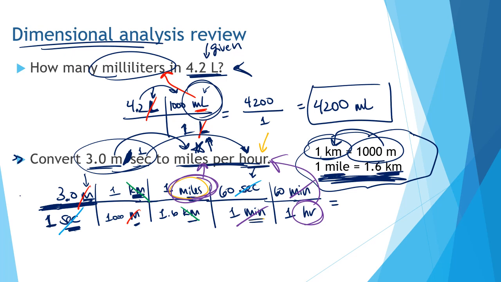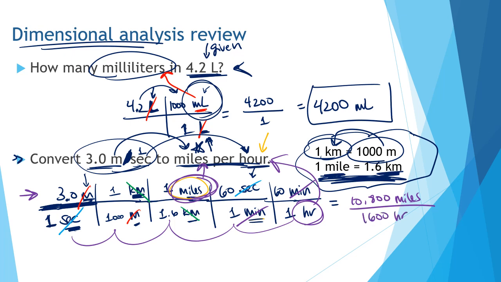We're going to multiply everything on the top. So handy dandy calculator. 3 times 1 times 1 times 60 times 60 gives us 10,800 miles. Divide by everything on the bottom. So I'm going to multiply the bottom. 1 times 1,000 times 1.6 times 1 times 1. That's going to give us 1,600 hours on the bottom.